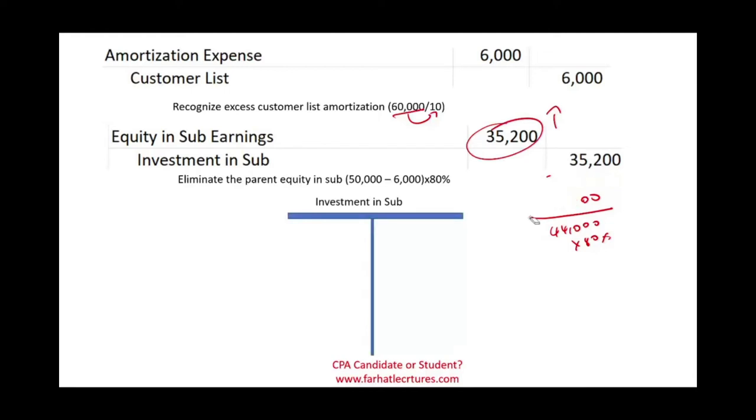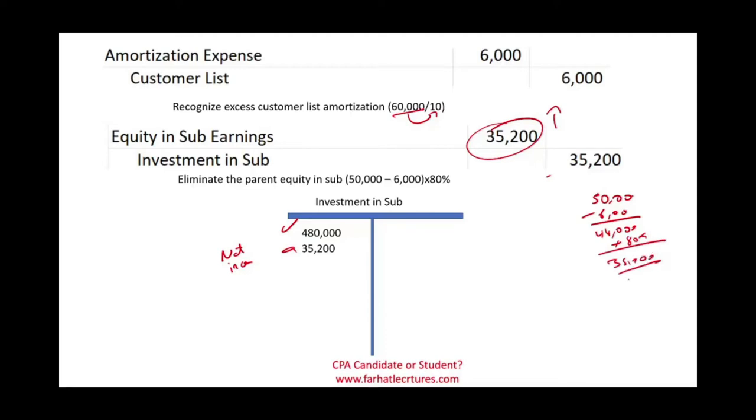So therefore, let's look at the investment in sub. What happened to the investment in sub? First, we made the purchase, 480,000, when we purchased the sub. That's how much we paid. Then we increased net income, and this is 35,200. I just had it here, which is 50 minus 6, 44, times 80%. This is what gave us the 35,200.